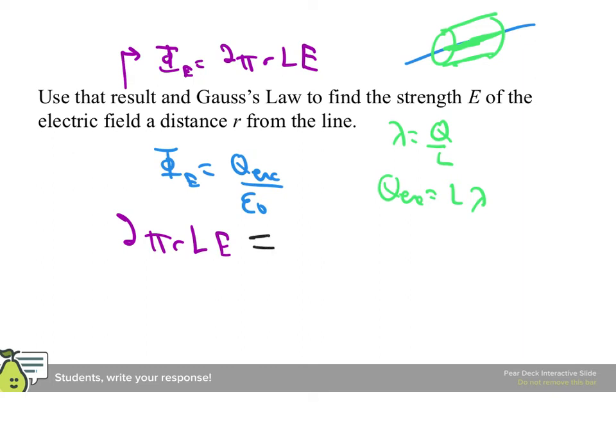And that equals L times lambda over epsilon naught. So we can solve for the electric field by dividing everybody by 2 pi r L. The L's cancel out, and we get lambda over 2 pi epsilon naught r, a result we had before, and now we have again.